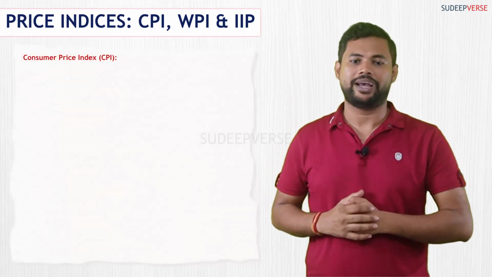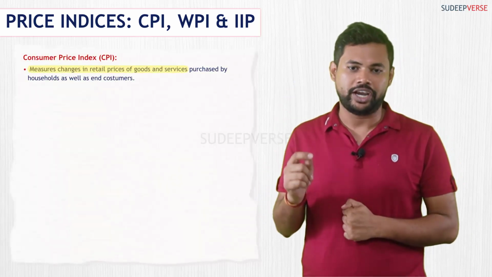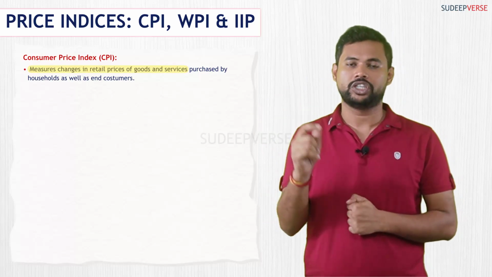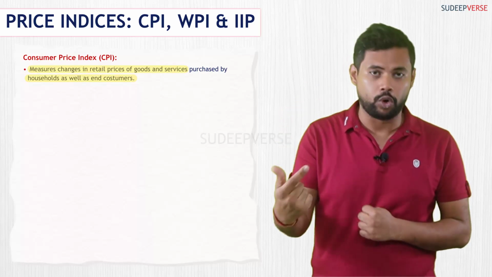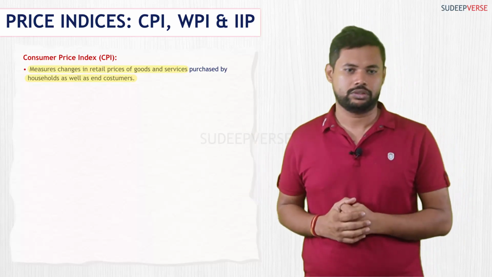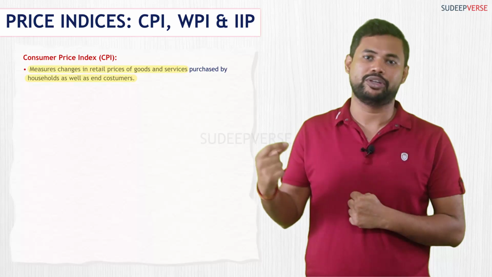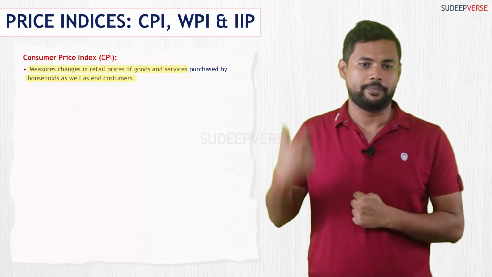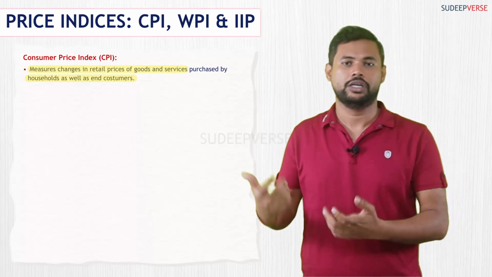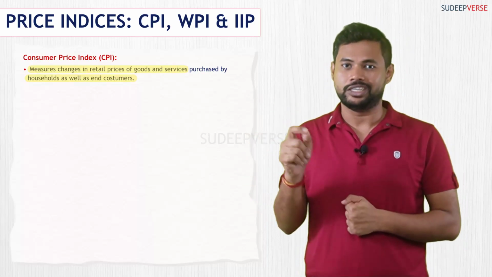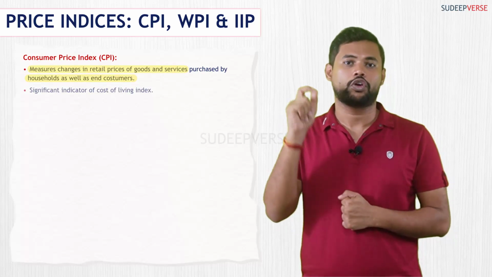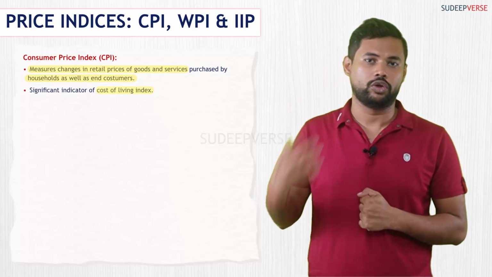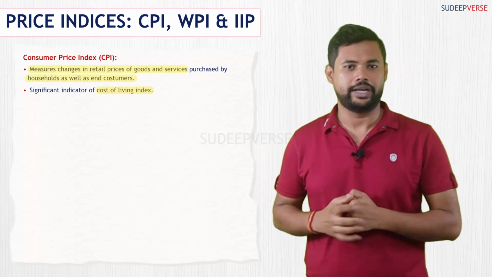The Consumer Price Index measures the change in the retail prices of goods and services purchased by households as well as end customers. I'll repeat, it is basically measuring the changes in the retail prices of both goods and services that are purchased by households as well as the end customers. It is considered a measure for the cost of living index. So CPI is used to assess the cost of living index.